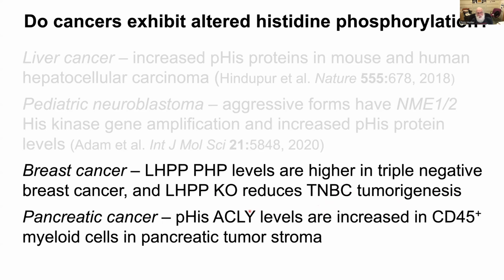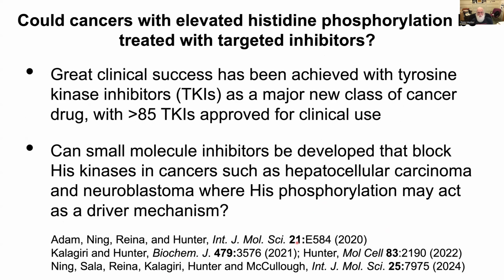And in pancreatic cancer, we found that the levels of the enzyme ATP citrate lyase, which generates cytoplasmic acetyl-CoA, are increased in the CD45 myeloid suppressor cells in pancreatic tumor stroma. So we have some evidence that histidine phosphorylation might be elevated or altered in different types of cancer.